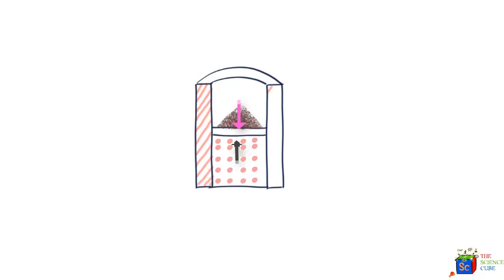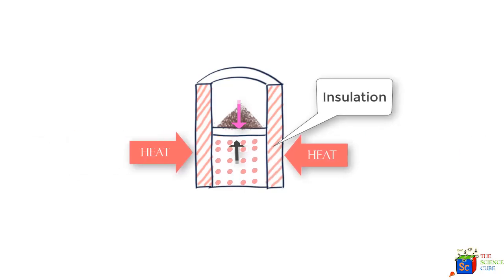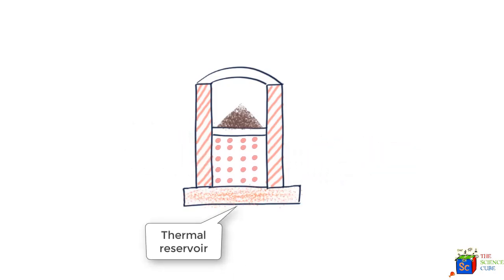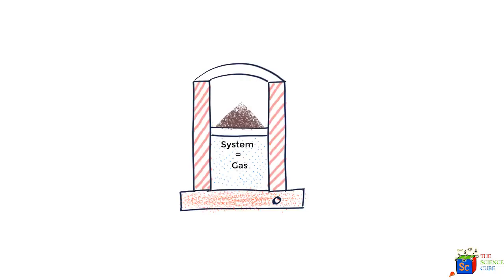We will also assume that the walls of the cylinder are insulating and therefore do not allow any transfer of energy as heat, and we will place the cylinder on a thermal reservoir that provides constant thermal energy when desired to the system or the gas. So I'll be using the word system and gas interchangeably throughout the chapter because gas is the system in this setup. Let me also quickly tell you what an ideal gas is.